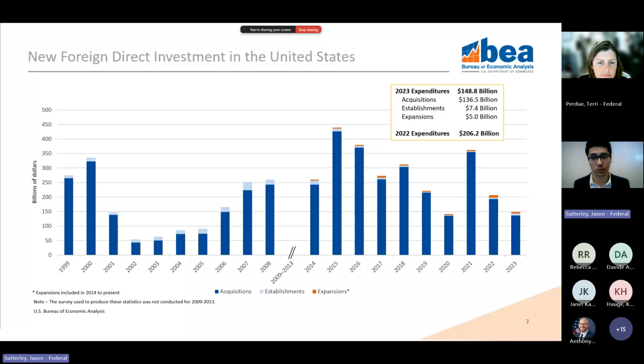By type of investment, we see acquisition expenditures were $136.5 billion, establishment expenditures were $7.4 billion, and expansion expenditures were $5 billion. The drop in expenditures from 2022 to 2023 is largely fueled by a drop in acquisition expenditures. And please keep in mind, these are first-year expenditures. Planned total expenditures, which include both first-year and planned future expenditures, totaled $175.9 billion in 2023.